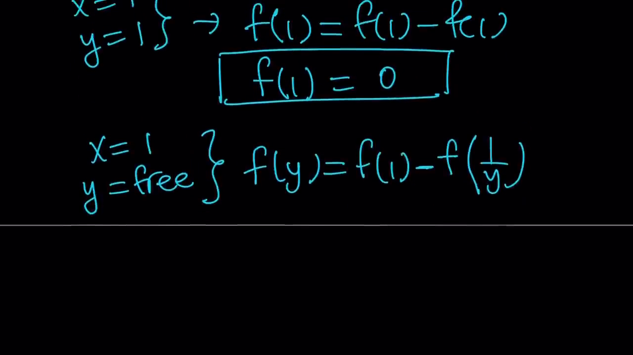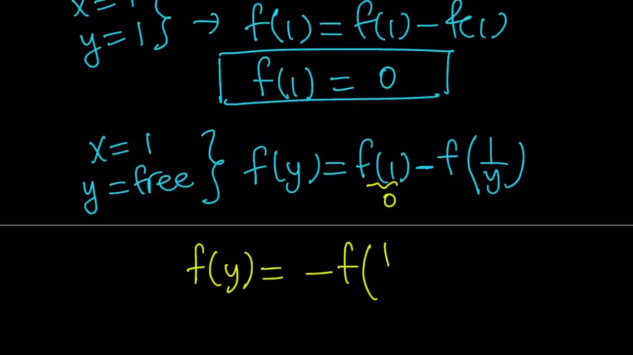Since f of 1 is equal to 0, from here we can write f of y is equal to negative f of 1 over y. So from here we can replace y with 2 and get a relationship between f of 2 and f of 1/2, and so on. With 1, it's not going to help us because it's going to give us f of 1 equals negative f of 1, which we already know. Anyways, I talked too much, so I should stop.